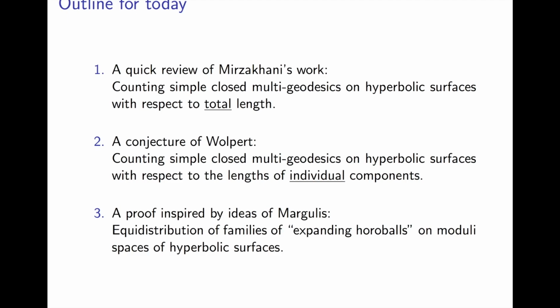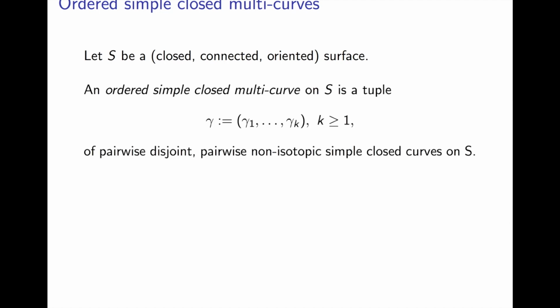So let me begin by introducing one of the central concepts throughout the rest of this talk, and that's the idea of the topological type of an ordered simple closed multicurve. So the setting is the following. I'm going to consider a closed, connected, oriented surface, S. Whenever I say surface, I'll mean all of those adjectives at the same time. And on that surface, an ordered simple closed multicurve is just a tuple of pairwise disjoint, pairwise non-isotopic simple closed curves.